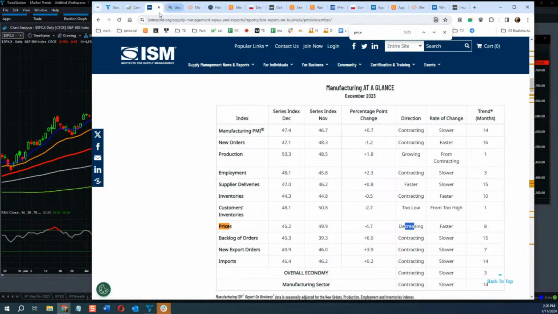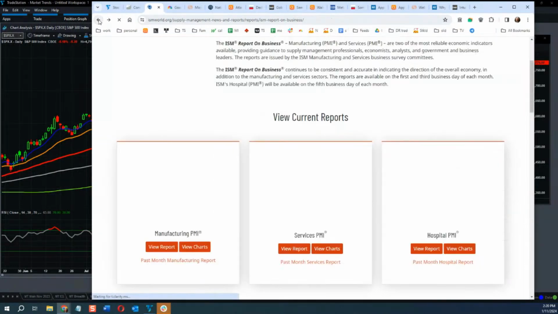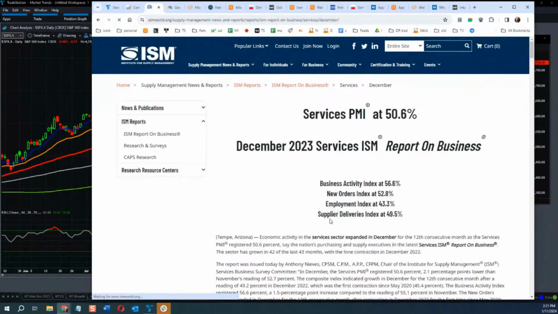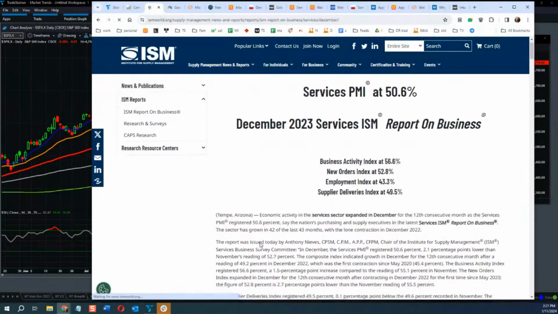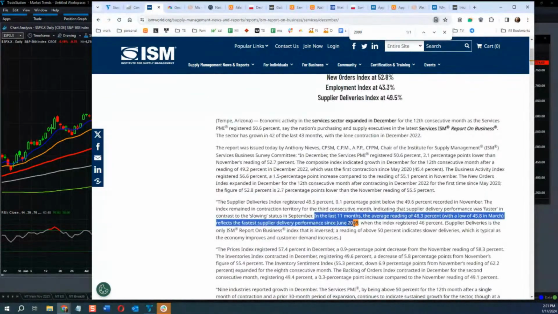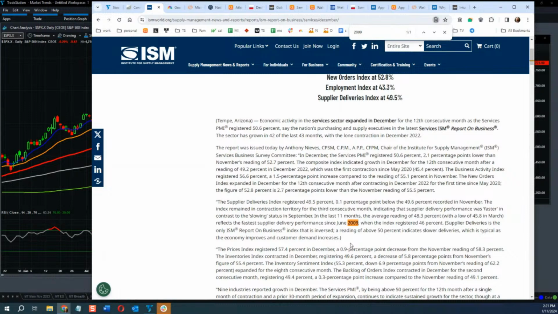Also services, ISM services. This number came out, when was this? This was like 2 weeks ago, the end of December. This was recent. It was a December number that came out, I think, last week. But what's really interesting is we saw the fastest deliveries since June of 2009, basically the rock bottom of the financial crisis.